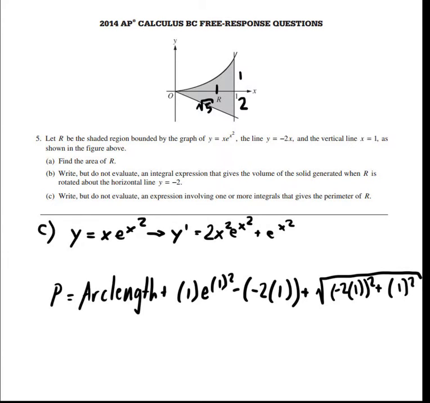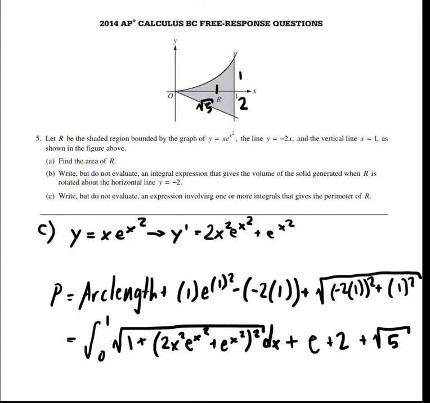Finally, we can write all of these pieces together. We get the integral from 0 to 1 of the square root of 1 plus (2x squared e to the x squared plus e to the x squared) squared dx plus e plus 2 plus the square root of 5. Because the question doesn't ask for us to solve the integral, we can leave this as our answer. Like I mentioned earlier, common mistakes for this problem include forgetting those vertical segments or incorrectly plugging into the arc length formula.